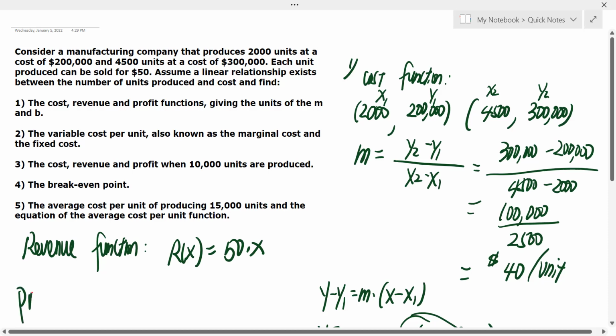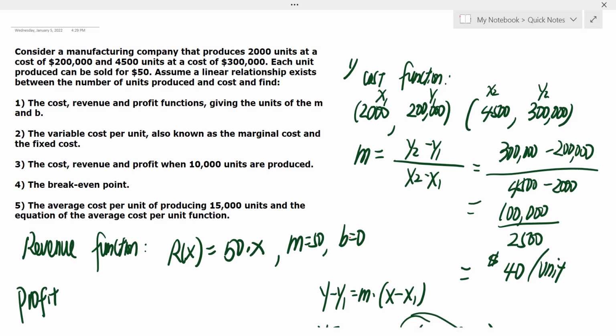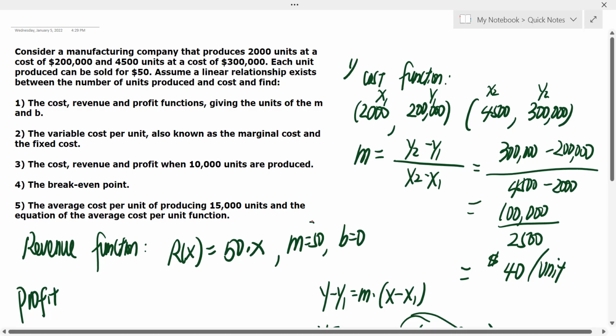And then the profit function. So slope here is 50, and here the slope is $50 per unit, right? So this is $50 per unit. Y-intercept is if it's selling 0 units, you get $0. Profit function is P of x equal to revenue function minus cost function.